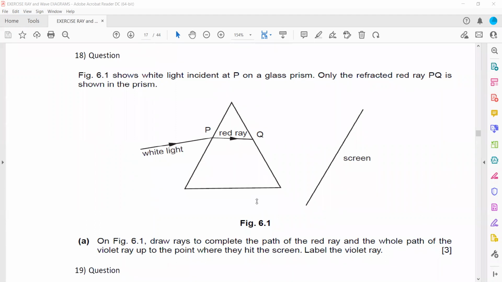This is the second part of the ray diagram. The figure shows a white light, which is incident. White light is a combination of all seven colors: violet, indigo, blue, green, yellow, orange, and red, in which violet bends the most and red bends the least. So the red light path is shown. We have to complete the path for violet, and for red it will bend away from the normal. So we label one as violet, another one as red.